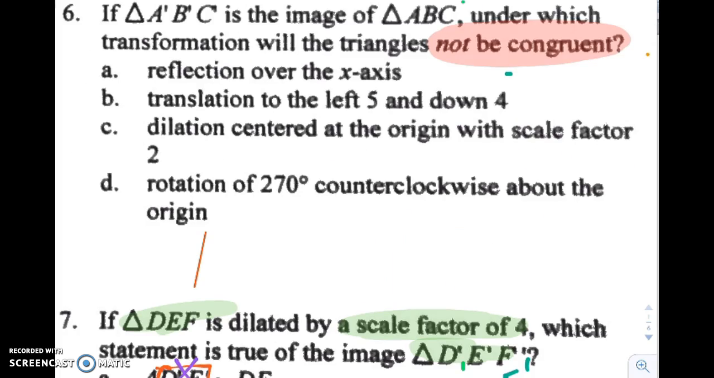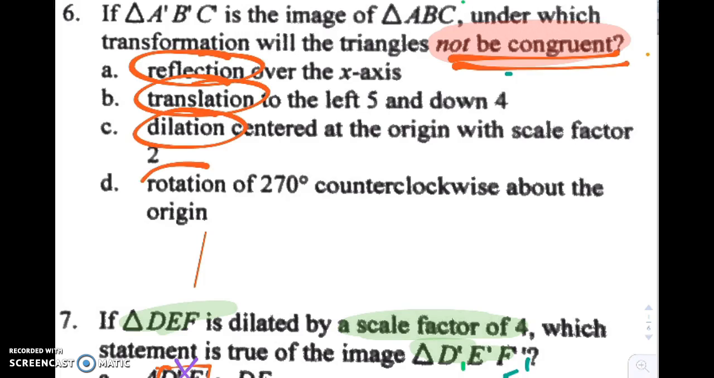In number 6, the words not congruent are either associated with reflection, translation, dilation, or rotation. The only time things are not congruent is with a dilation.